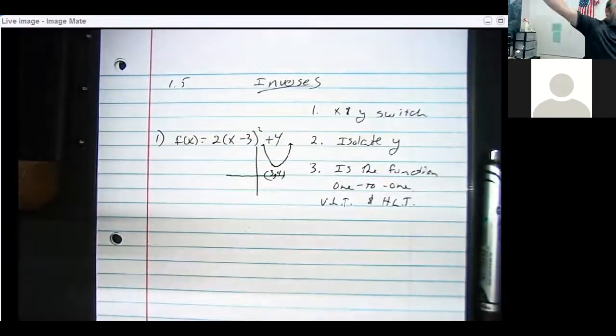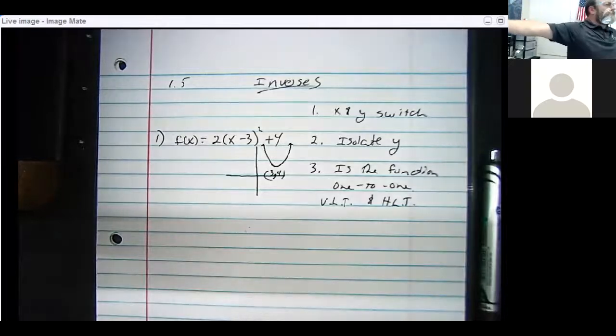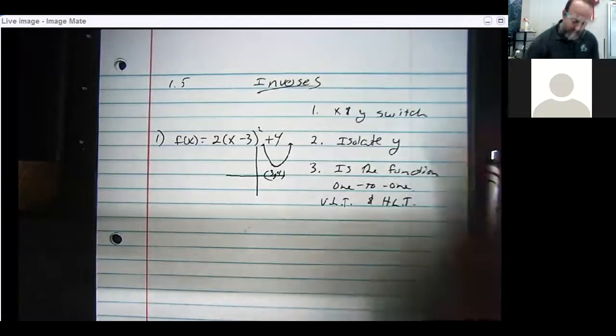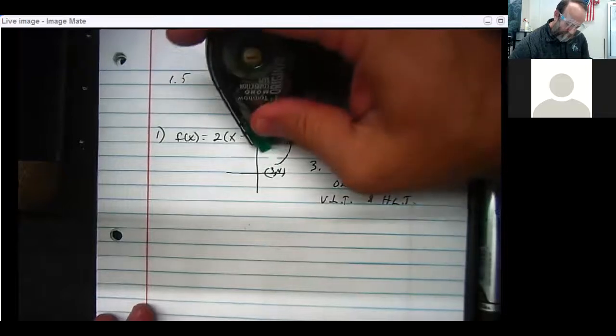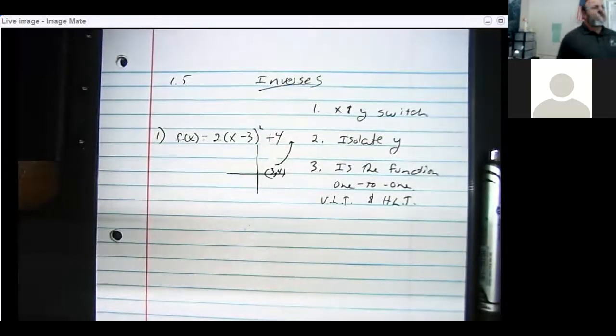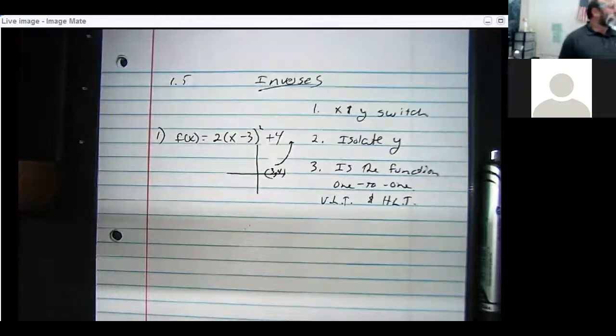Is this 1-to-1? Can you see what it fails miserably? The horizontal line test. But the thing is, I'm going to be insistent. I really, really want to do it anyway. So I just do this. Does it now pass the horizontal line test? What did I throw away? I threw away the left half of the graph because that was the place where it was a problem.